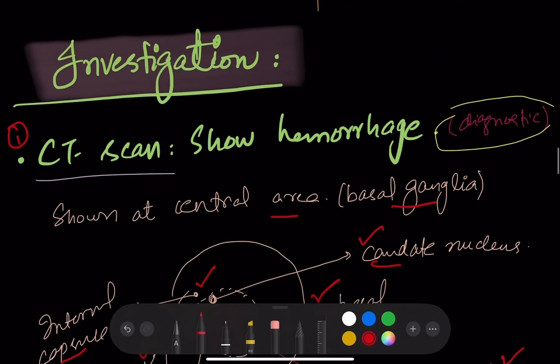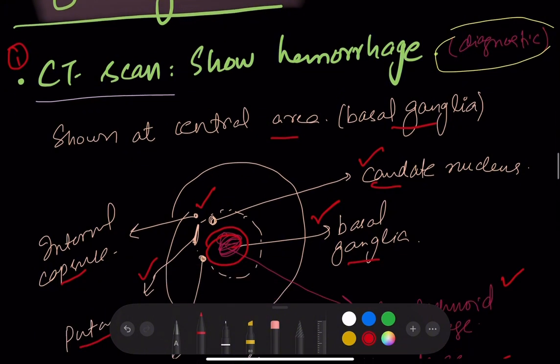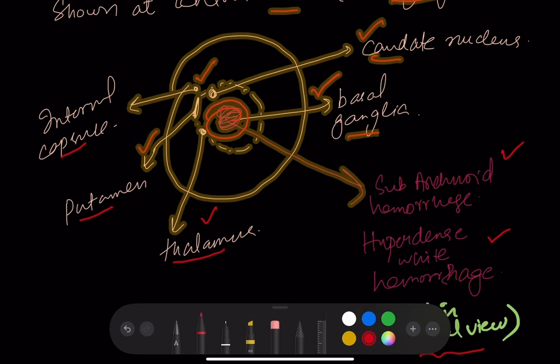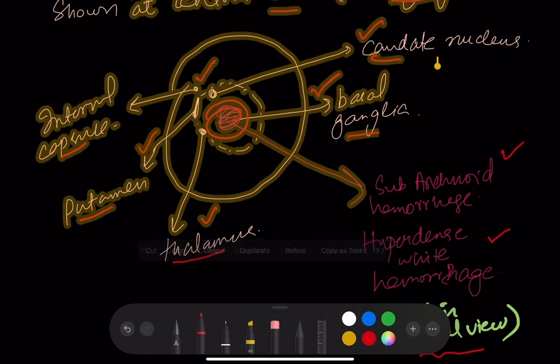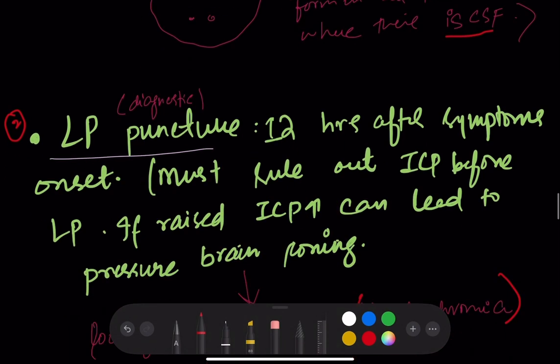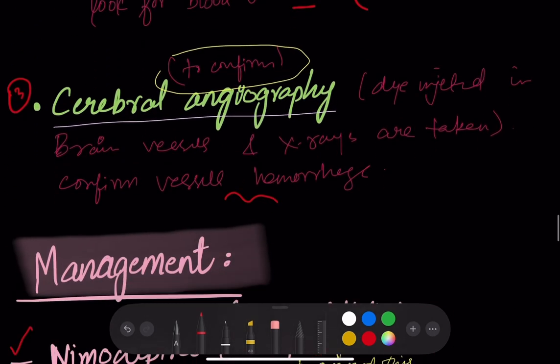And the investigation options are CT scan. On CT scan, there will be hyperdense white hemorrhagic areas in this area. And these are the abnormal anatomical areas of the brain, and wherever the CSF is present, there will be subarachnoid hemorrhage, that is, the blood will travel in the CSF. LP puncture is also done, which is diagnostic, and it is done to find whether the blood is present in the CSF or not. But before doing that, it is confirmed that intracranial pressure is normal. Cerebral angiography is done, dye is injected, and brain vessels are watched for any blood.